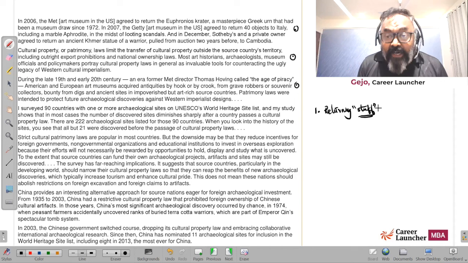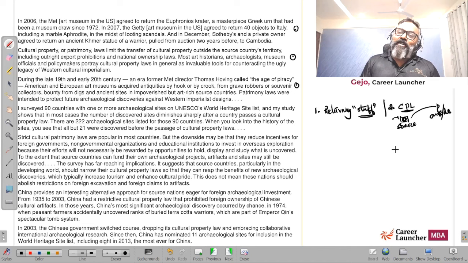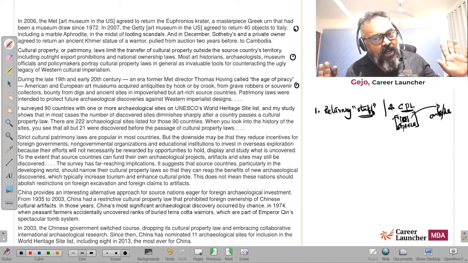So now we are getting specific: cultural property law. What does that mean? There is a source country, which means a country where they found an artifact, something they found. And basically what he's saying is, you're not supposed to send it outside. This is not allowed. If it belongs to your country, you keep it with you. You can't take it outside. That's what the law says.